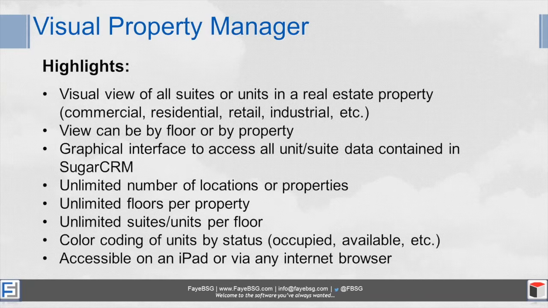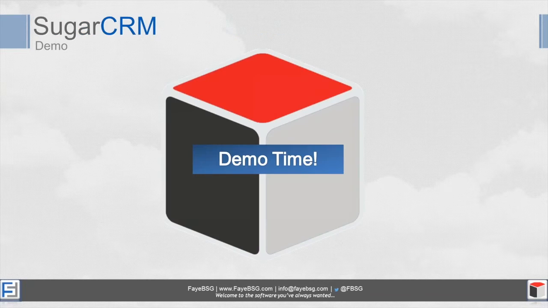It does things like color coding of units by status, so you could be looking at a graphical image of your property, and you could see the red ones are occupied, the green ones are available, yellow ones are coming up for lease, and so on. So really cool product. These are some of the highlights. There's more to it, but let me just show you what we've got here.